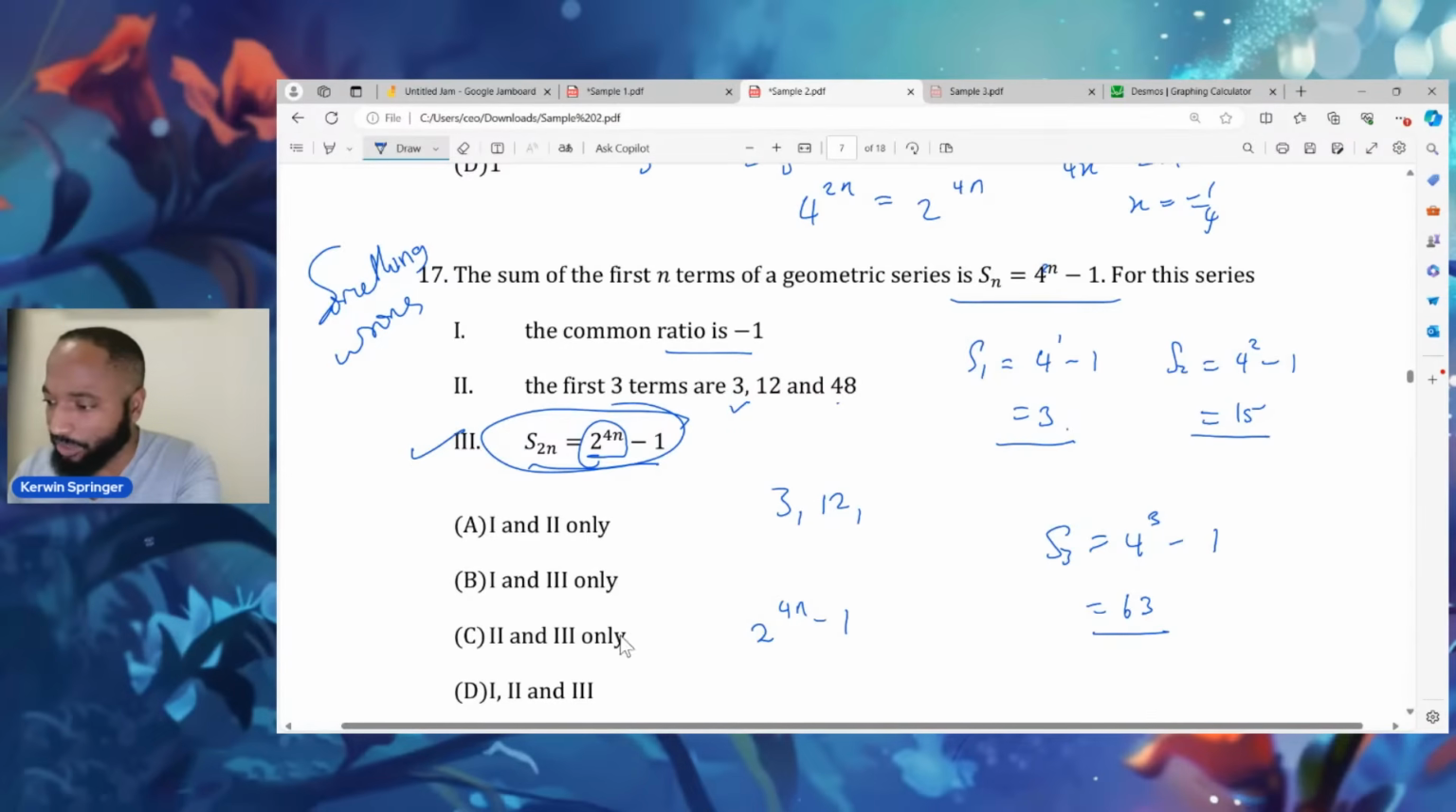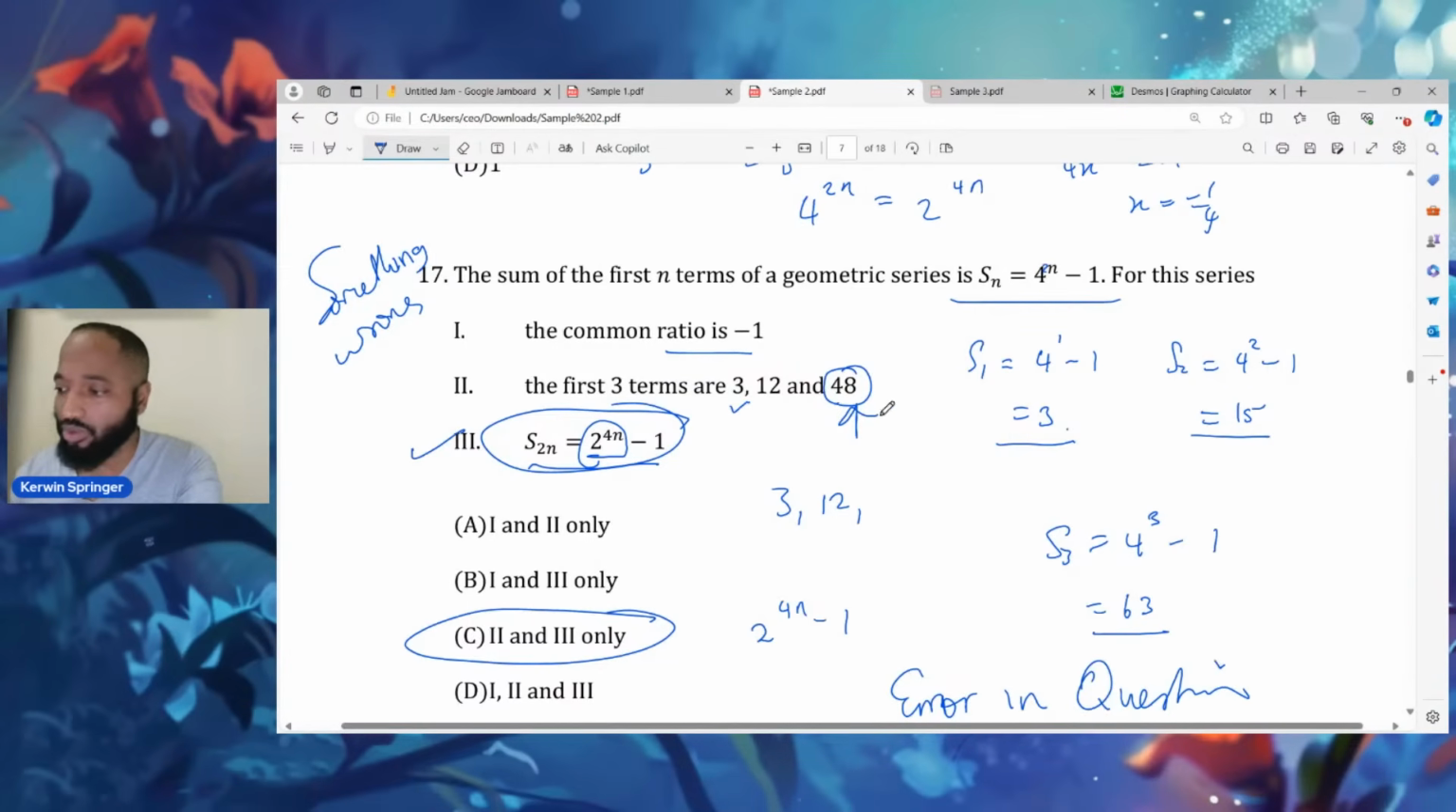I think they wanted you to pick 2 and 3, but there's an error with this part here. So there is an error in this question. The only one that works is actually 3. But they want you to pick 2 and 3, unless I'm not seeing something. 3, 15, 63. 63 minus 15 is 48, but it's supposed to be 63 minus 15 plus 3.